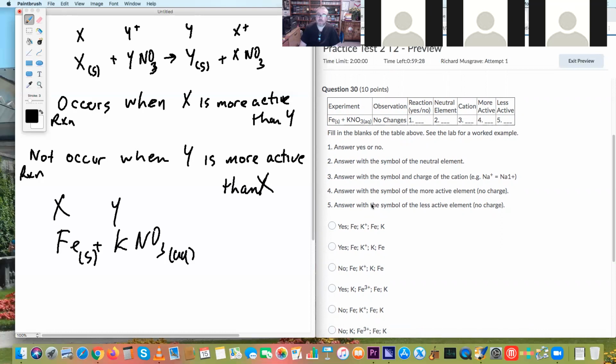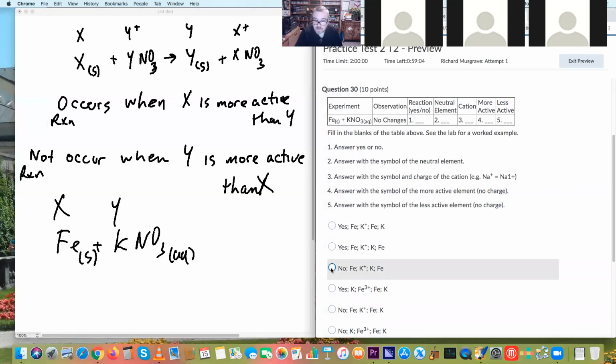Any questions about number 30? Oh, it's going to be no. It would be Fe, no Fe, then K plus, and then K Fe, Ashley. It would be this answer here. I'm putting the check on here. That would be the answer.